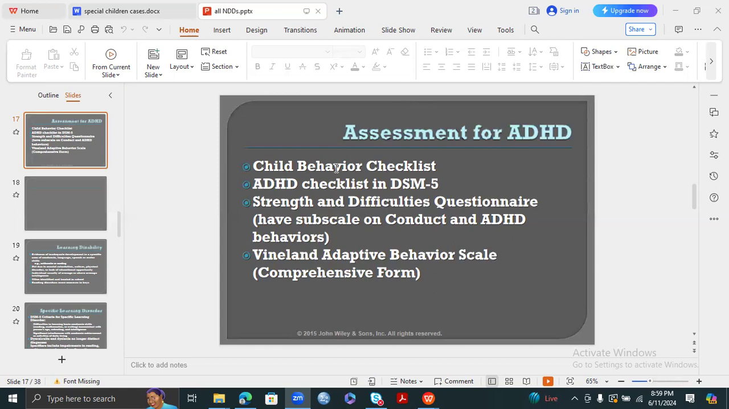All right. So let's continue. We were talking about the Child Behavior Checklist. The second one is the ADHD checklist in the DSM. If you open the DSM and see the last chapter of the DSM, that is regarding the assessment. All right. Let me look up the particular page number to determine these evaluations.